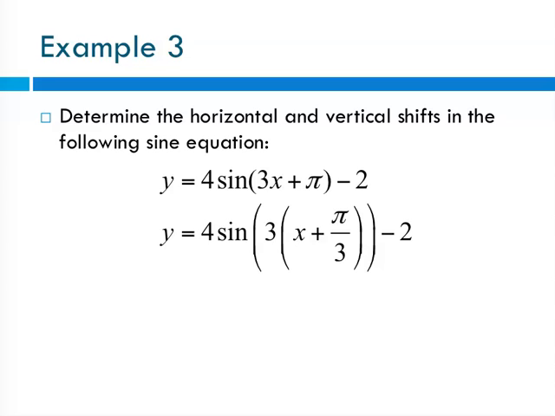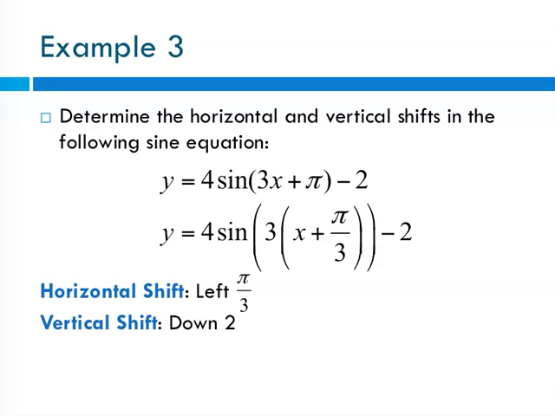So in terms of a horizontal shift, it looks like that pi over 3 is going to tell us it's going to shift to the left by pi over 3. And then the minus 2 at the end there tells us that this is going to be a vertical shift down 2.